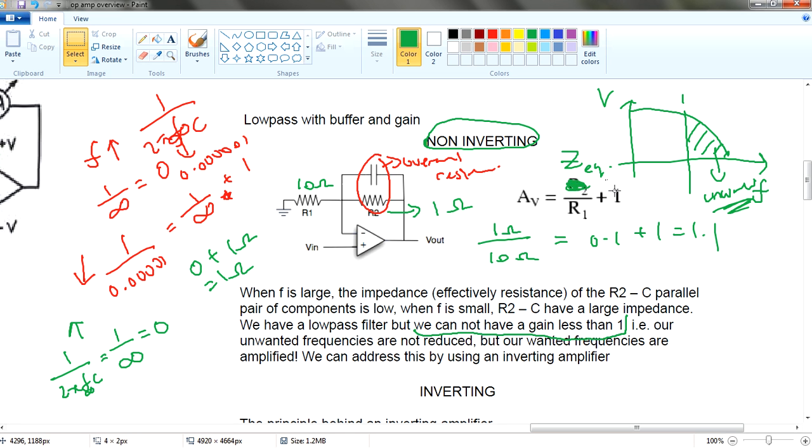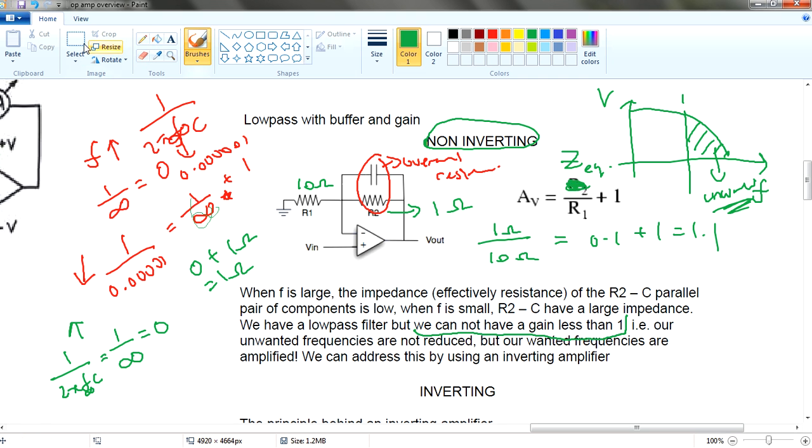Although you didn't amplify, no matter what frequency it is, let me repeat again. If you have a low frequency, your overall reactance will be very high. Over here, if your frequency is low, 1 divided by 0 gives you 1 over infinity, I mean infinity.